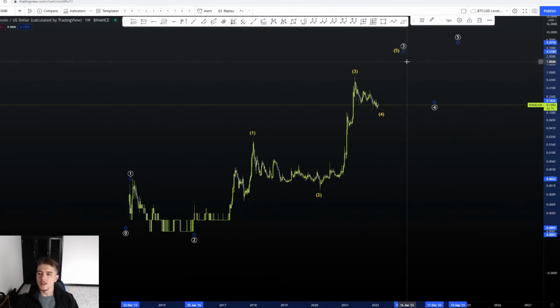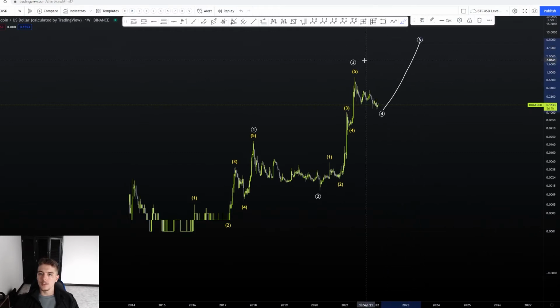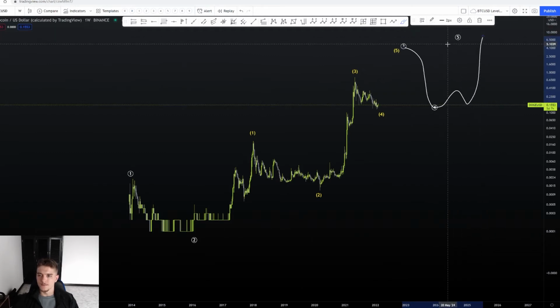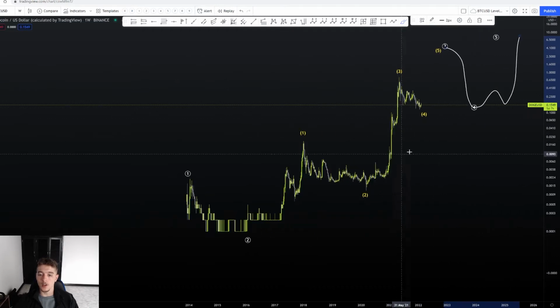So to summarize, the only difference between these two counts, this one and this one, is that this one we're going to top out a little bit sooner. So instead of coming up for this third wave, we're going to come up for the 5th wave, and then we're going to be correcting here presumably for quite a long time. Whereas in the previous count, we're only going to come down here, correct for a little bit less time, and then come back up for the 5th wave. So that's what we're going to be looking at on the higher time frame for Dogecoin.